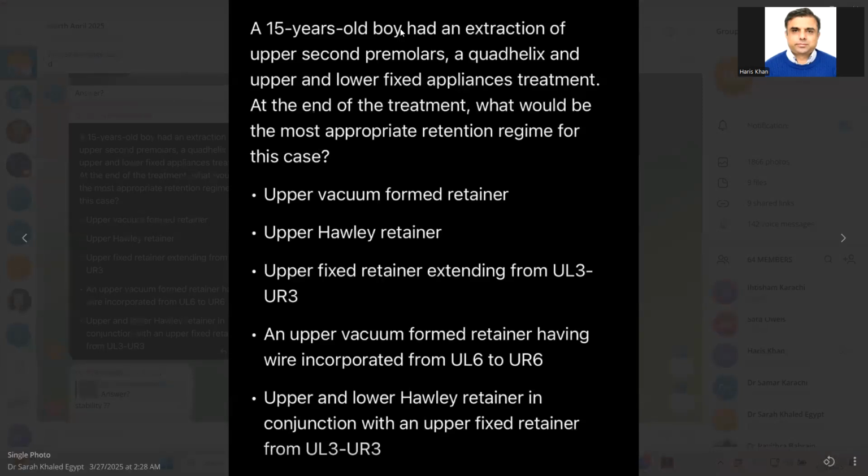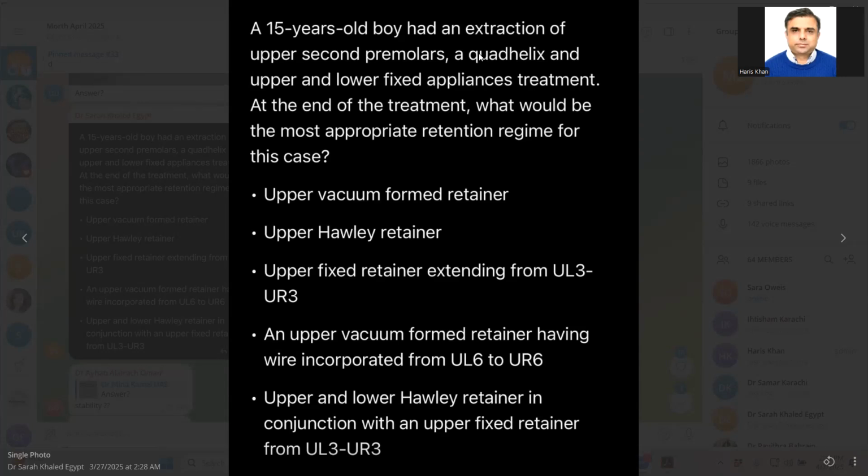Okay, in this question, a 15-year-old boy had an extraction of the upper second premolar, a Twin Block, and upper and lower fixed appliance treatment. At the end of treatment, what would be the most appropriate retention regime? They have given a Twin Block and upper and lower appliances. Upper vacuum form retainer, upper Hawley retainer, yes. Use upper fixed retainer, use upper vacuum form retainer, having wiring incorporated from upper left six, upper and lower Hawley in conjunction with upper fixed retainer.